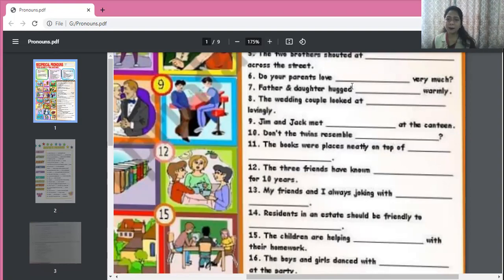The books were placed neatly on top of dash. So the books can be many. So the books were placed neatly on top of one another. The three friends have known one another for 10 years. My friends and I are always joking with one another.